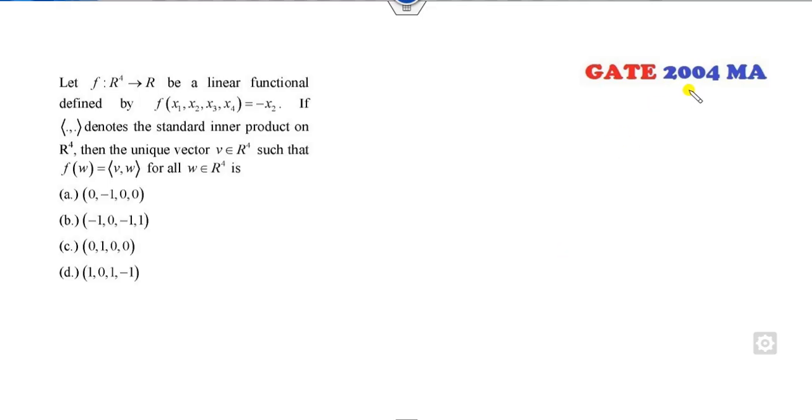The first question is from GATE 2004. Read the statement very carefully so that you can solve the question within 15 seconds. Firstly, whenever there is a question on the inner product, try to identify what kind of inner product is given to you. You can see this is a standard inner product. What is the standard inner product? That is the dot product of xi, yi. That is the standard inner product.